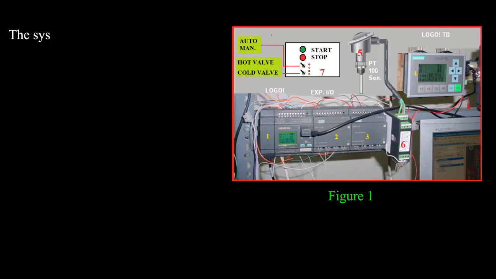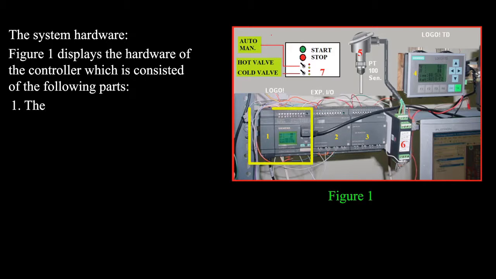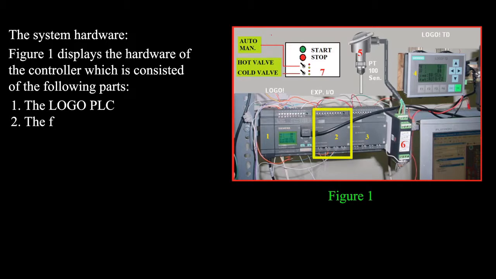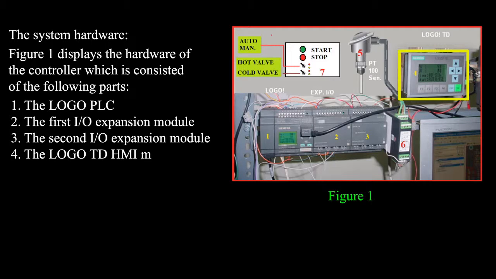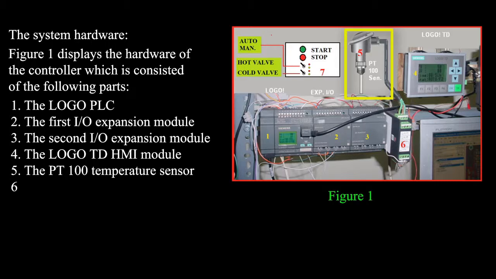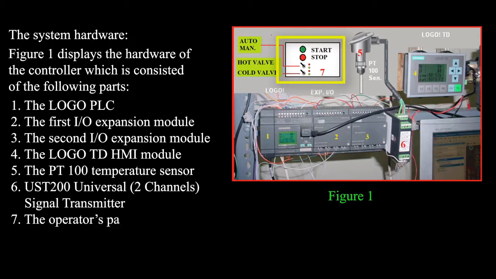The system hardware. Figure 1 displays the hardware of the controller, which consists of the following parts. 1. The Logo PLC. 2. The first I/O expansion module. 3. The second I/O expansion module. 4. The Logo TDHMI module. 5. The PT100 temperature sensor. 6. UST200 universal signal transmitter. 7. The operator's panel.